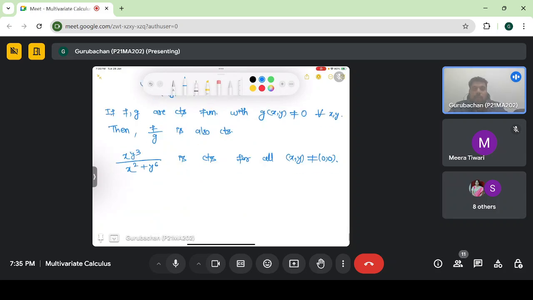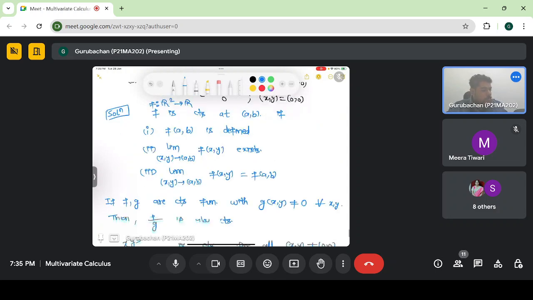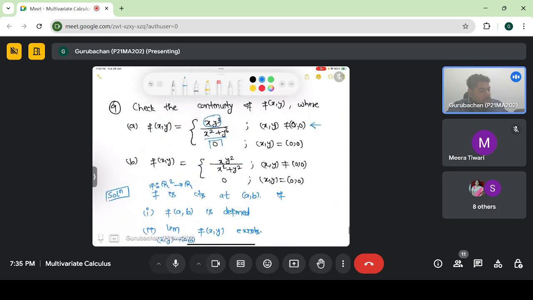So for that we need to check. Now we can proceed with our continuity statement. We know that f of (0, 0) is equal to 0. I hope everybody can see this.